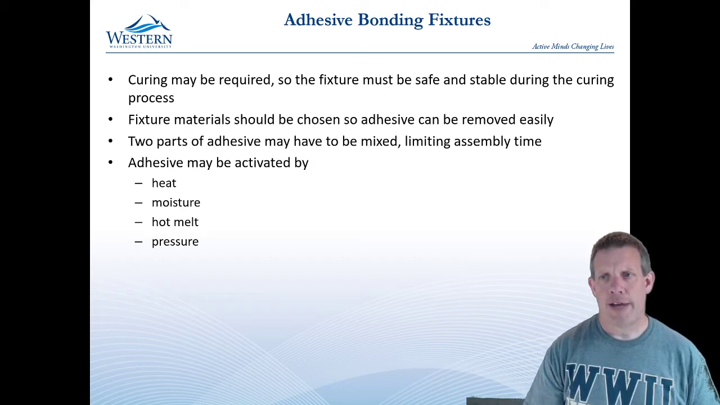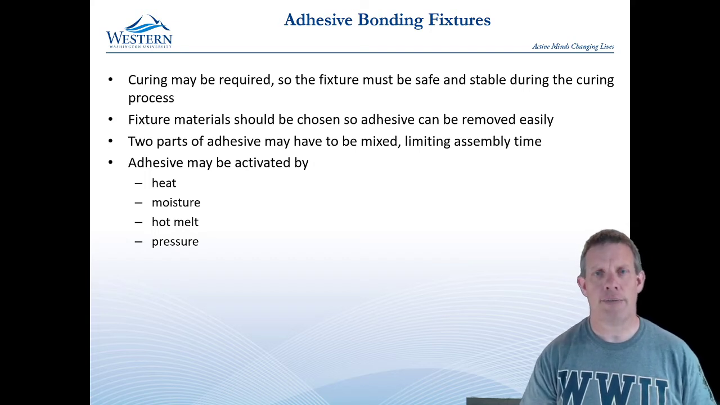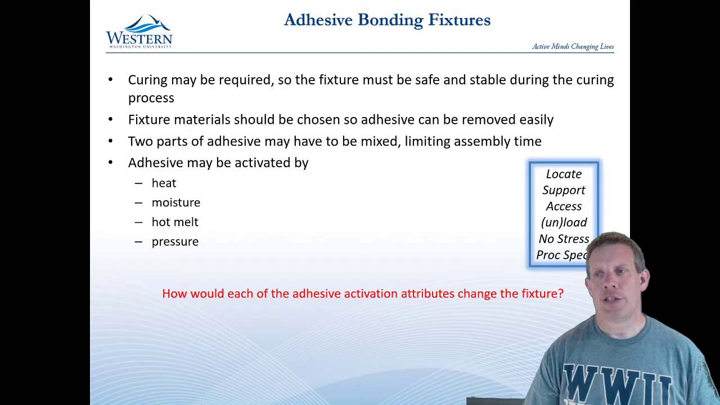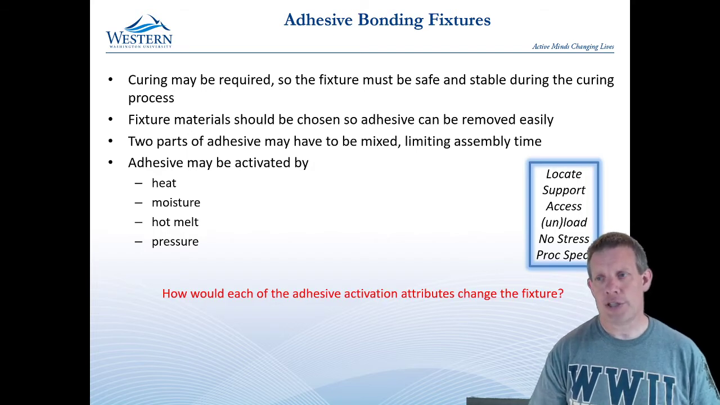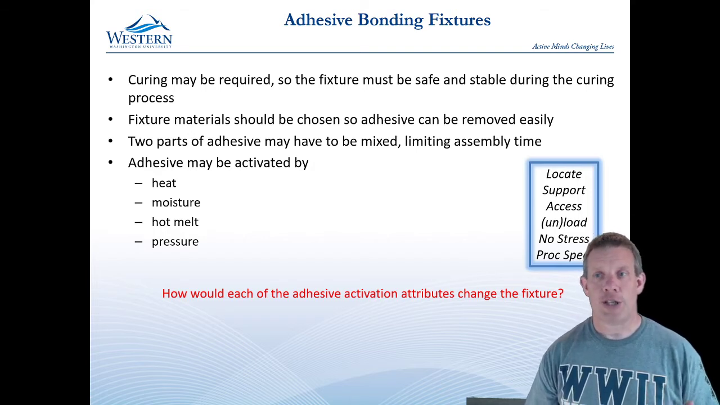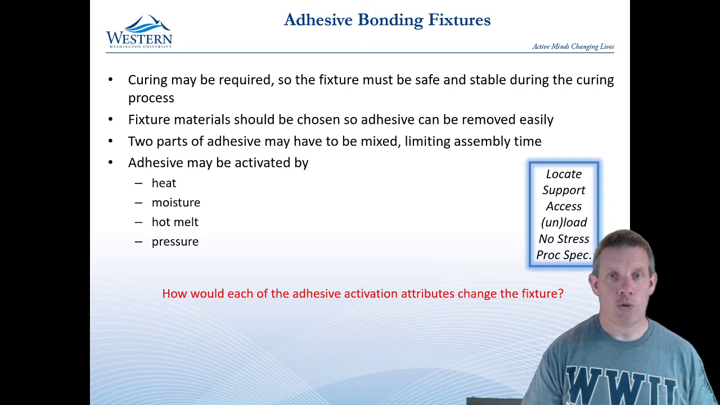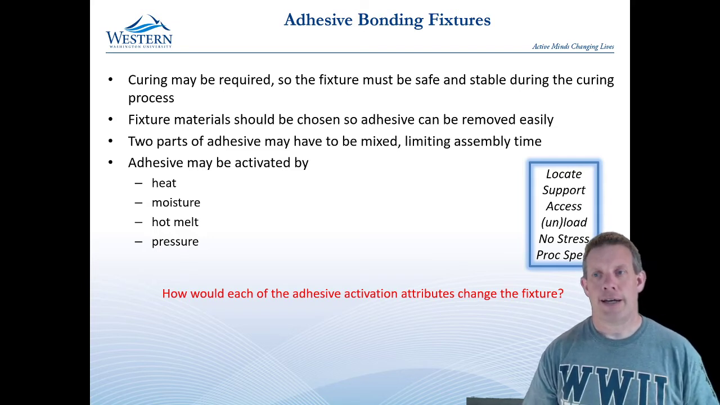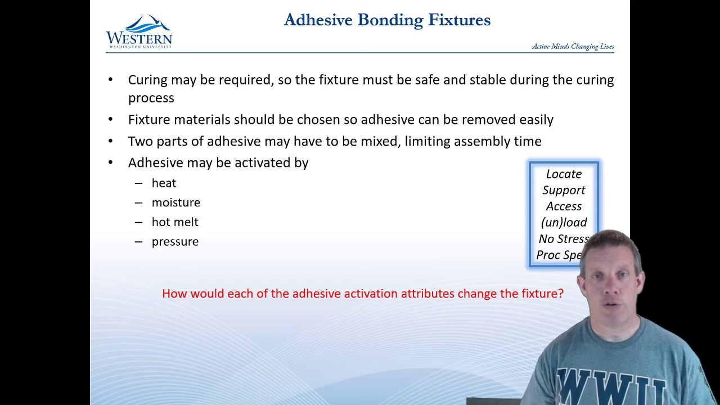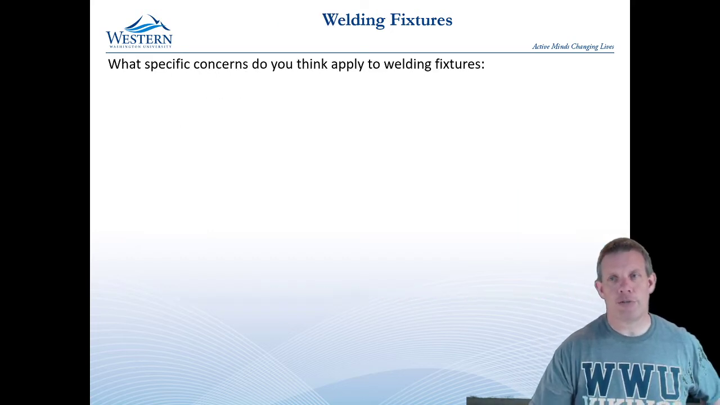So the main ways of activating adhesives are by heat, moisture, cooling like a hot melt glue, and then pressure. And so you can ask the question, how would each of these adhesive activation attributes change the fixture? Think about if we had to add heat or it had to be in a moisture environment. What if it had to be something where as soon as it cools, the adhesive will be done, and maybe it will create a lot of heat, or maybe I need to not let the heat out of it for as long as I can. And if I have to use a lot of pressure, think about what those would change.